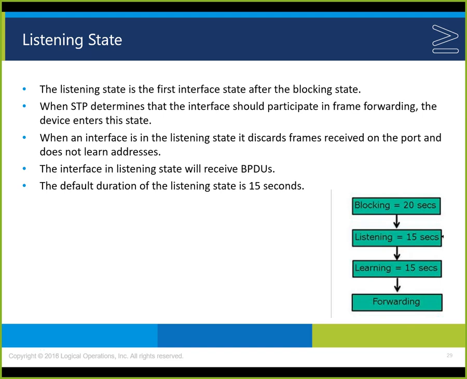So after the blocking state, the listening state is the first state after the blocking state. STP determines that the interface should participate in frame forwarding. The device enters this state. Otherwise, it will remain in the blocking state. And we've seen that the block ports are there. They're blocked. Excuse me. When the interface is in the listening state, it discards the frames received on the port and does not learn addresses. Listening state will receive BPDUs and the default duration is 15 seconds.